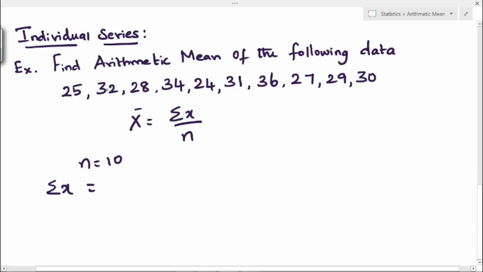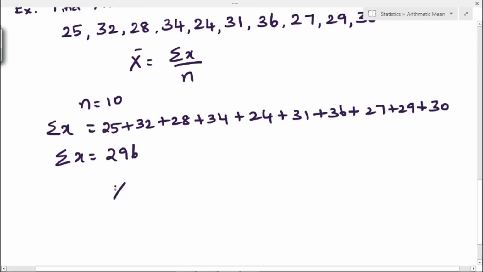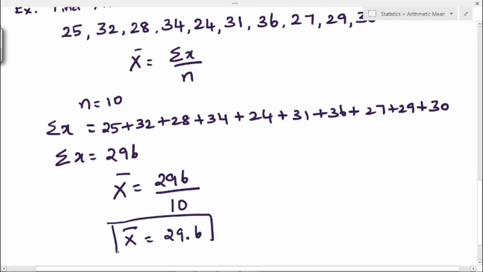First we have to add 25 plus 32 plus 28 plus 34 plus 24 plus 31 plus 36 plus 27 plus 29 plus 30. If you add, you will get sigma x equal to 296. Mean x bar equal to sigma x, which is 296, divided by n. n is the number of observations, and here we have 10 values, so that is 10. If we divide, you will get x bar is 29.6. This is the way of finding arithmetic mean in the form of individual series.